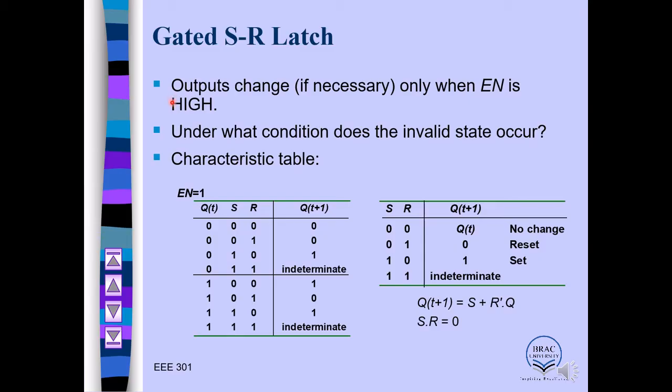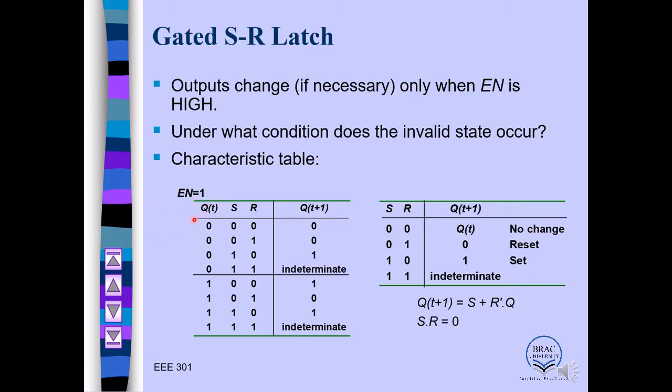For the gated SR latch, the output changes when En is high. So when your En is high, then the output will change. And we need to determine under what condition the invalid state occurs as well. If you look at the characteristics table here, it only changes state when En is 1.